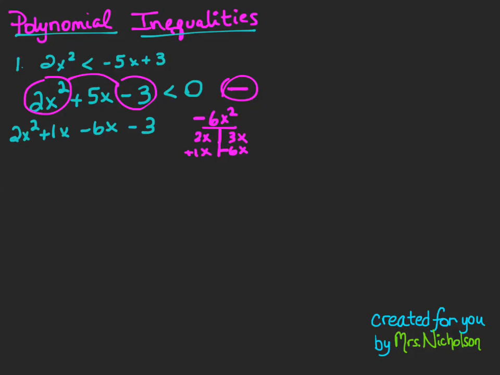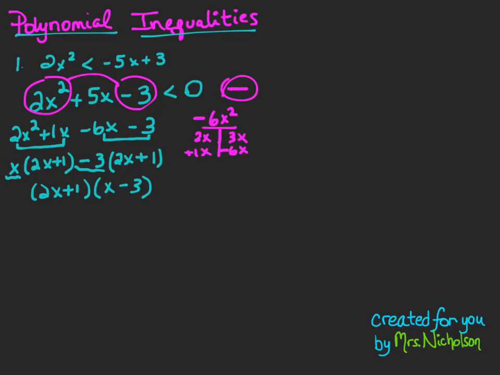And now I'm ready to factor by grouping. I'm going to group these first two terms together. Out of those two terms, I can factor out x, and I'm left with 2x plus 1. Out of my last two terms, I can factor out a negative 3. If I factor out a negative 3 from negative 6x, I have 2x, and from negative 3, since I'm factoring out a negative, it becomes plus 1. My parentheses came out the same, which is good: 2x plus 1 times x minus 3.